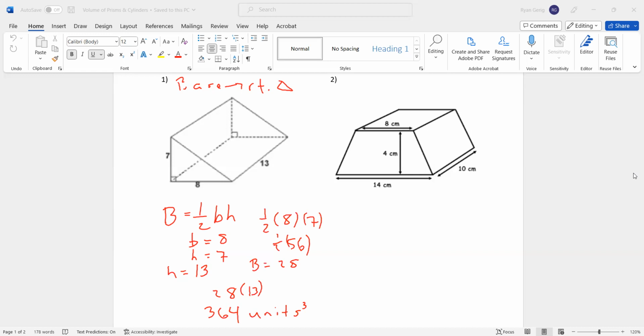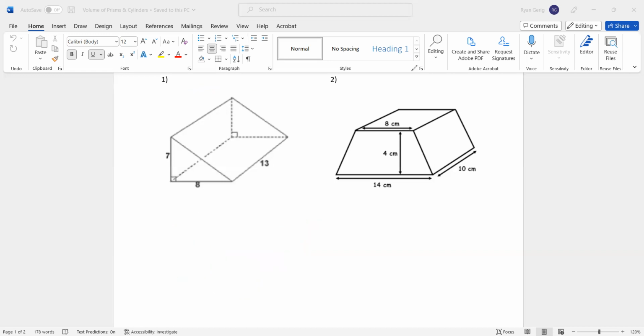Next one. What shape is the base? It is a trapezoid. Let's try this again. It is a trapezoid. And remember what the area of a trapezoid is. It is 1/2 of the height and then times the bases added up. So the height of the trapezoid, base 1, base 2. Then I need the height of the prism.